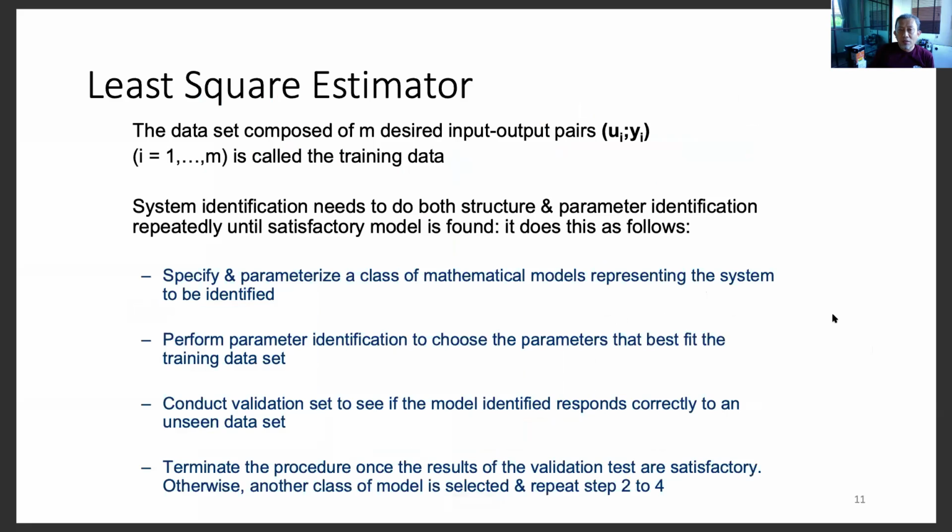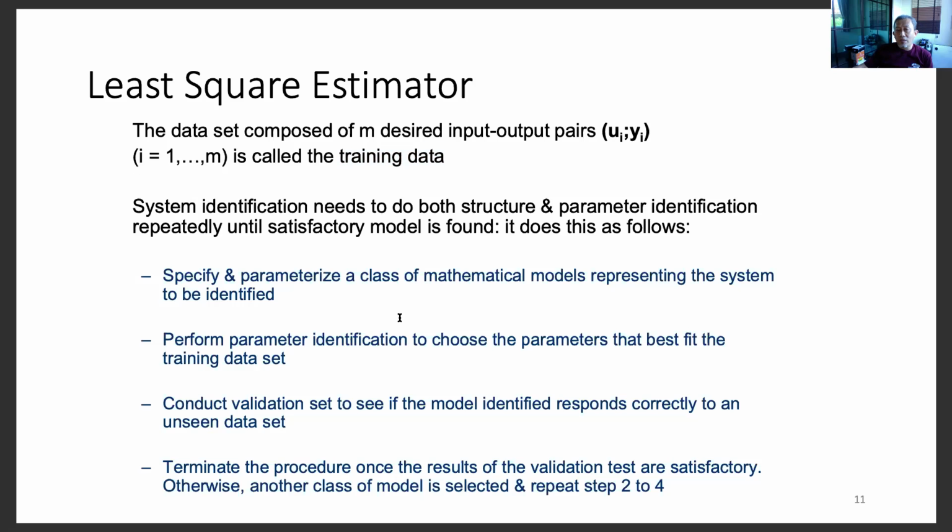So back to the least square method that we are going to discuss. The least square method is based on the data set composed of m desired input-output pairs, which is u and y. So we must have input data and we must have output data, represented by u and y, with i from 1 to m as the sequence. We call it the training data.